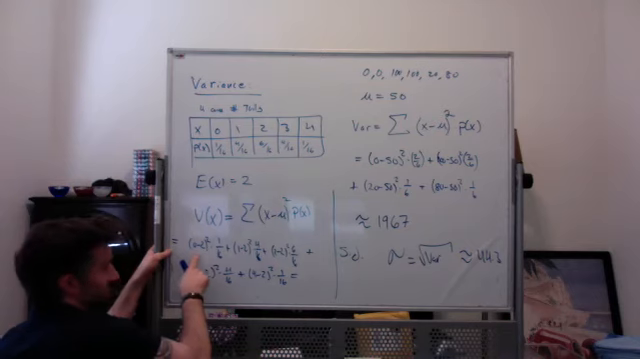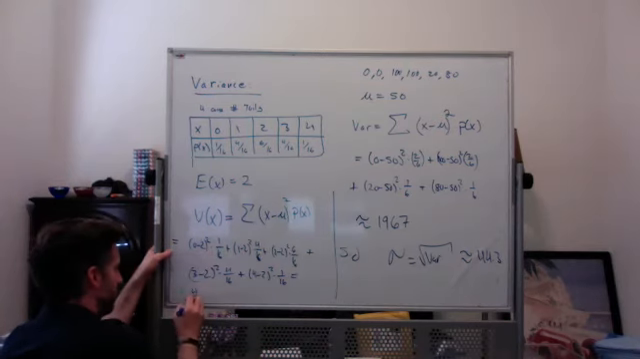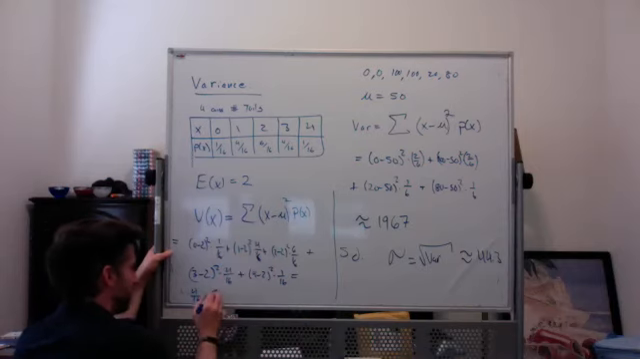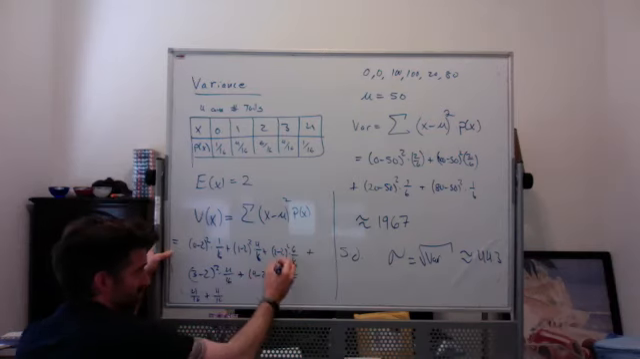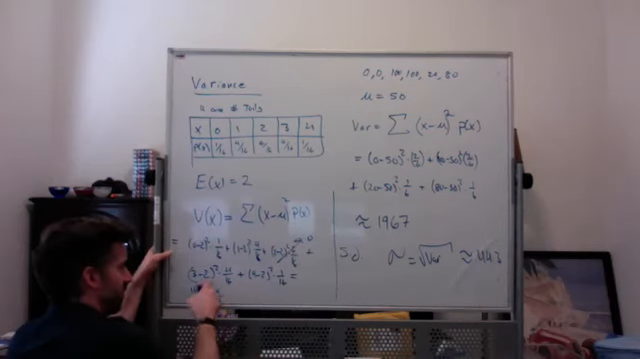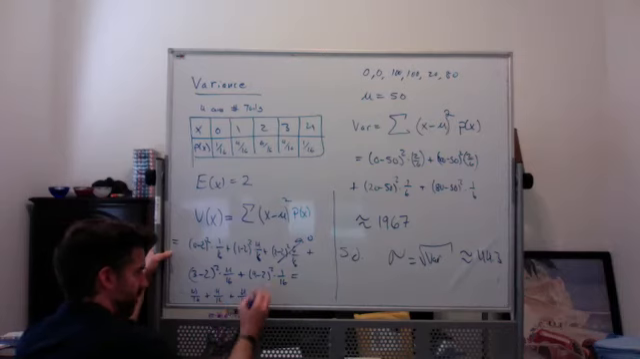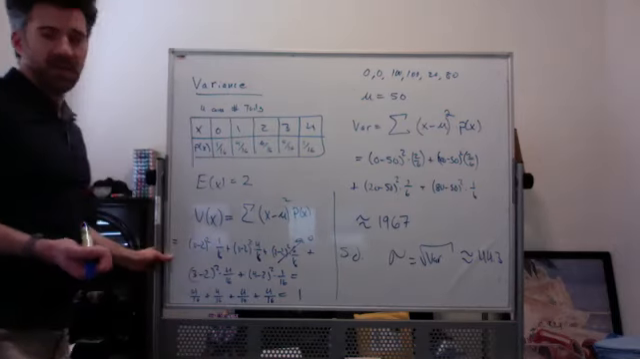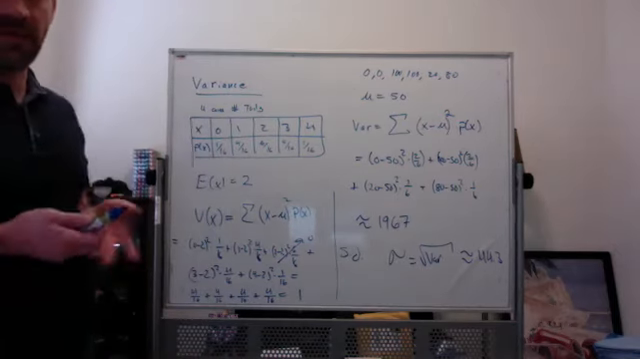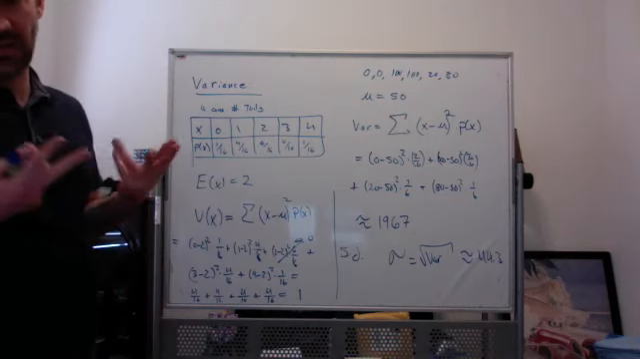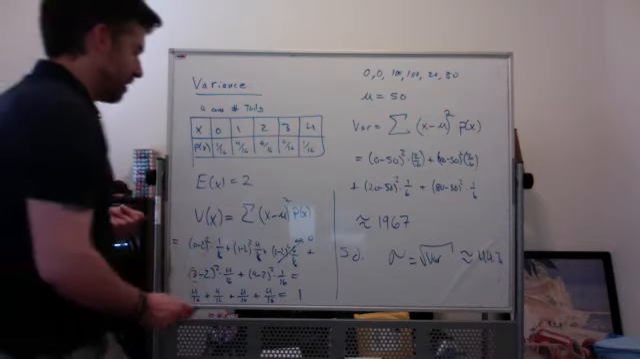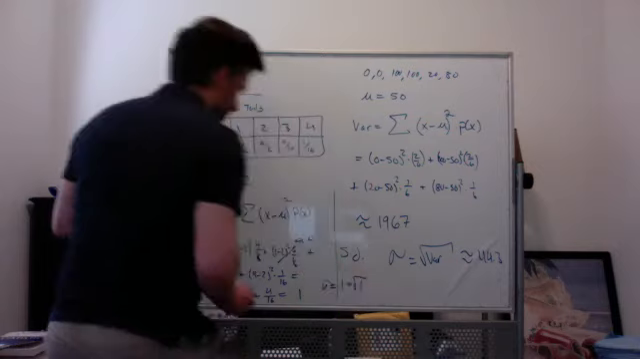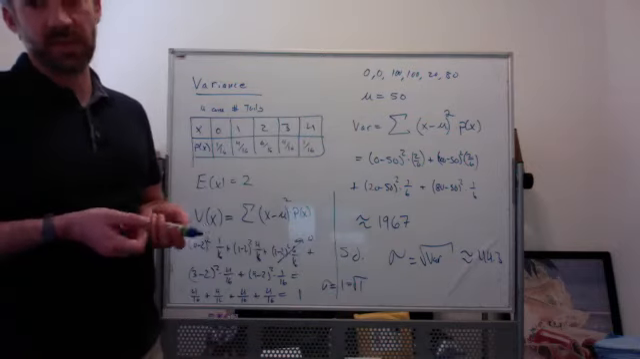Adding this all up, 0 minus 2 squared is 4, so 4 times 1/16 is 4/16. 1 minus 2 squared is 1, times 4/16 is 4/16. Every term is 4/16, except the one that is 0. I think the reason we like this example is because the numbers are nice. Here the expected value is 2 and the variance is 1. So the variance is 1, and in this case the standard deviation is also 1 because it's the square root of 1. So the average difference from the mean is 1.